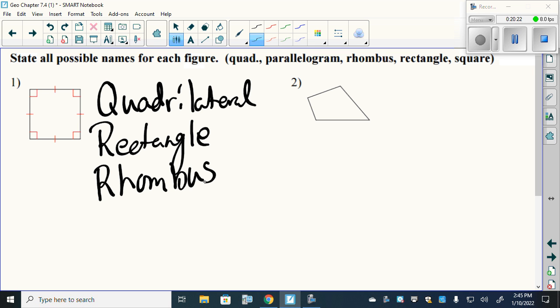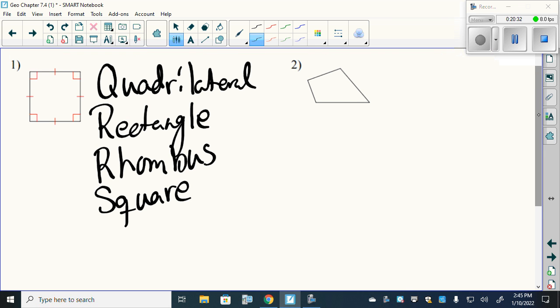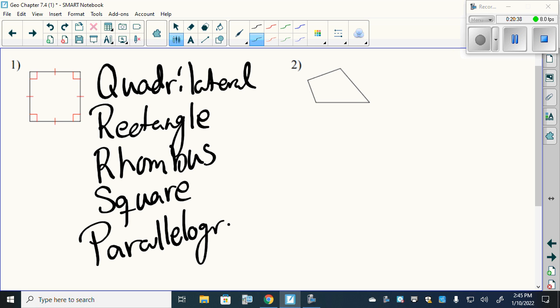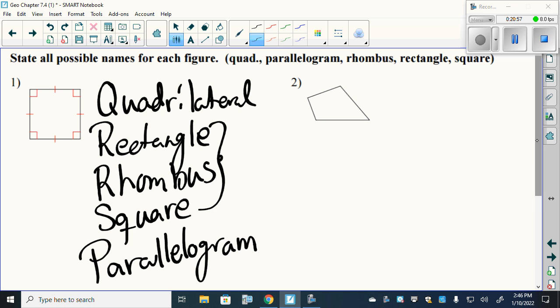Because it is a rectangle and a rhombus, it automatically is a square. It is also a parallelogram, because a rectangle, rhombus, and square are all parallelograms. So if it is a square and we're listing all the possible categories, we're listing all of them. Any other questions on the first one here?